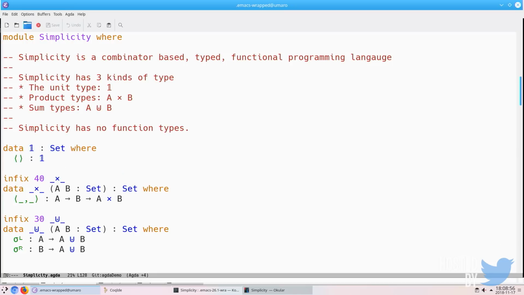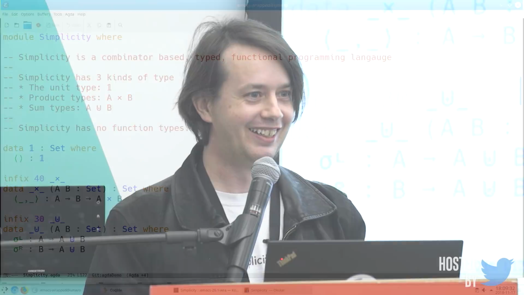We have product types, A cross B. So we have some pairing constructor that, given a value of A and a value of B, gives us our pair type for A cross B, and that's defined by this data constructor over here. And then we have disjoint union types over here. So we have a left tag constructor for A values and a right tag constructor for B values, and they both produce values of A disjoint union with B. So in particular, Simplicity doesn't even have function types, which is a bold thing for a functional programming language.